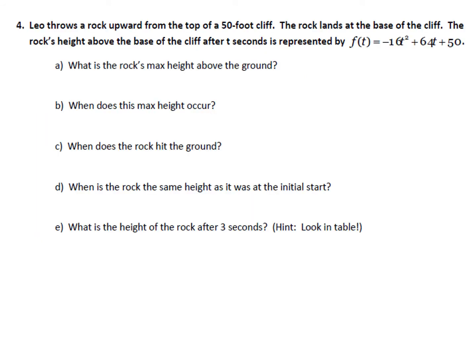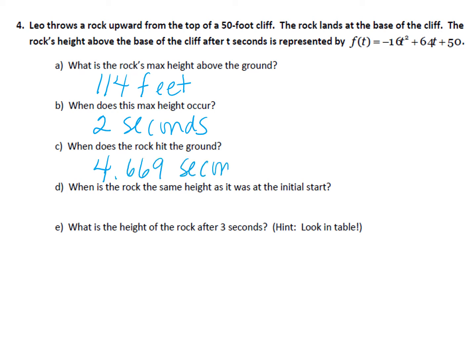So the maximum height was 114 feet. That occurred after 2 seconds. It hit the ground. Again, we had to use the graph to see this. After 4.669 seconds. It was the same height as that initial start of 50 after 4 seconds. Again, we were able to see that both in the graph and the table. And then the same thing for letter E. I showed you that value in the graph and the table. After 3 seconds, we had a height of 98 feet.